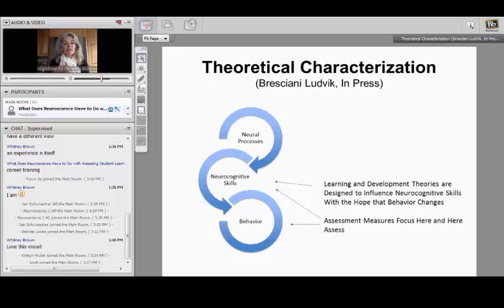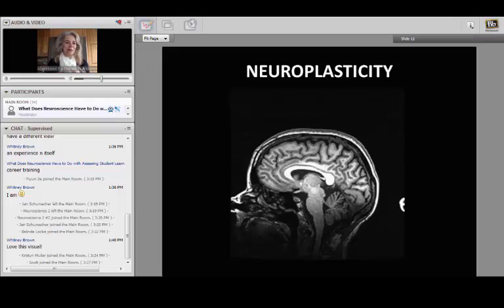And these are skills that we now know from neuroscience are changeable, that the brain is malleable. Not the whole neurological system, but parts of the neurological system, parts of the brain are malleable, and therefore we can actually influence these neurocognitive skills. The question becomes how.